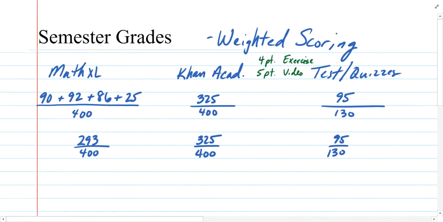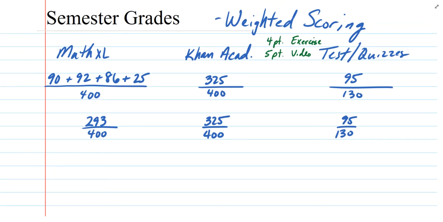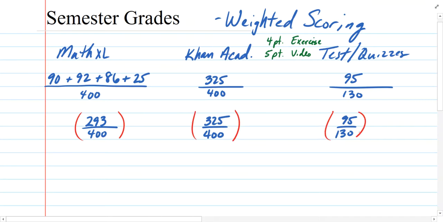Well, on account of the weighted scoring, we must apply those weights to these cumulative scores. So if you recall from our discussion on day 1, I said that your Math Excel assignments would account for 30% of your overall grade, and your Khan Academy assignments would account for 30% of your overall grade. Your tests and quizzes, therefore, would represent 40% of your overall grade. 30 plus 30 plus 40 is 100%.